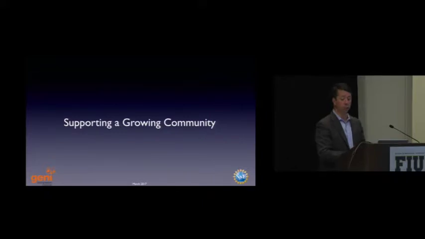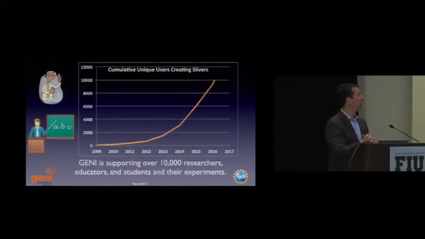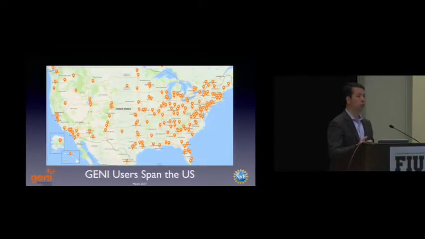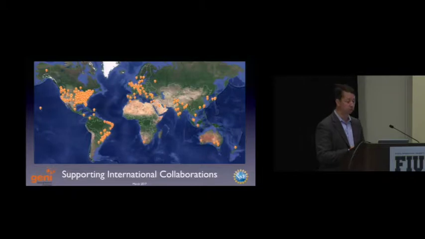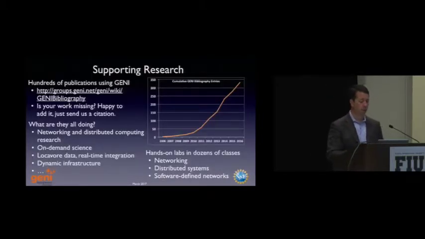A quick community report, and then I will defer to the demos. This is my favorite chart. Sometime in February, we surpassed 10,000 users of GENI. This is tremendously exciting to watch this growth. For some reason, we continue to miss Mississippi, but otherwise we have users in every state of the union and on five continents.